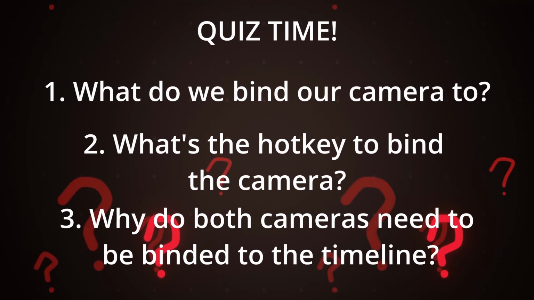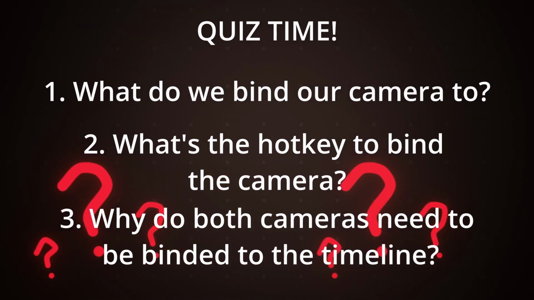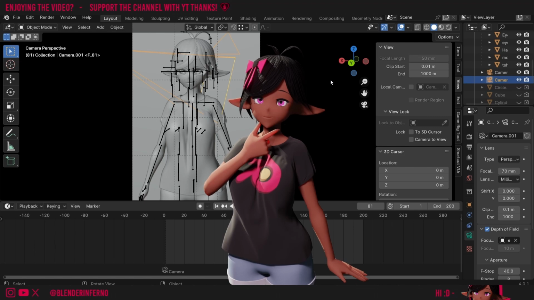Number 3, why do we bind both cameras to the timeline and not just the second one? We did this because if we were to only bind the second one, only the second one would be present for the entire animation. We need to tell Blender that it needs to start with the first camera, so we bound the first camera as well.